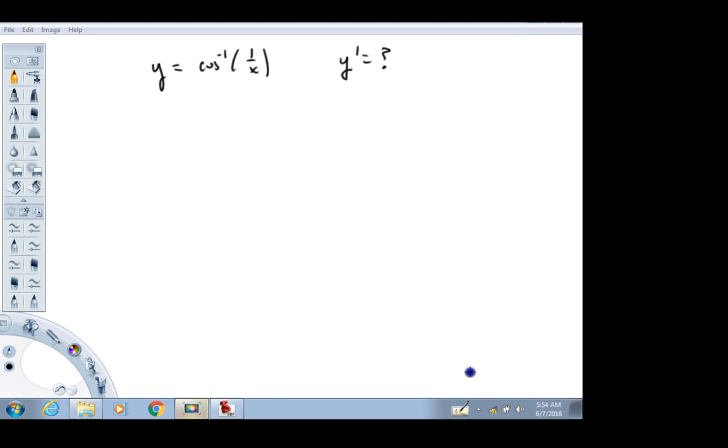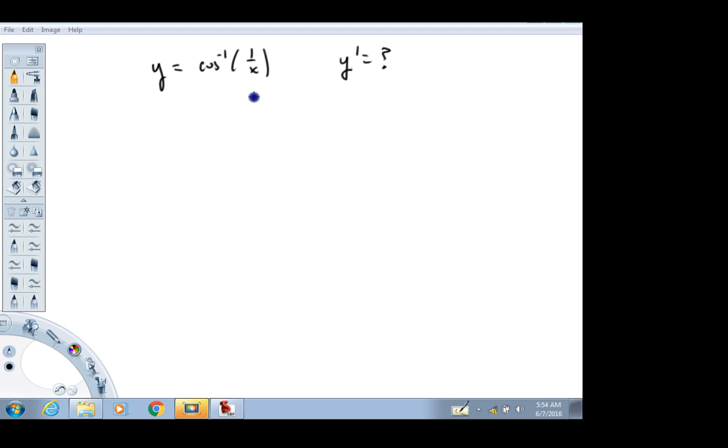The purpose of this video is to demonstrate how to differentiate inverse trig functions. The answer to how to differentiate inverse trig functions is implicitly. The one we're looking at right here, we're going to go through this example, y equals inverse cosine of 1 over x. And what we're going to try to calculate is y prime, the derivative of this function.